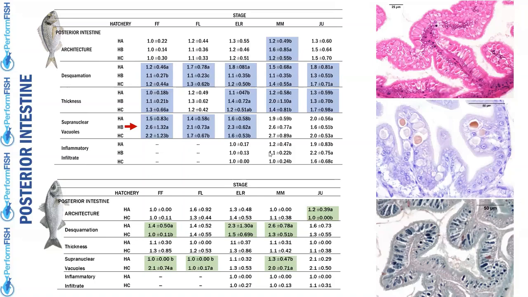For the posterior intestine, the main alterations observed were intestinal ectasia, epithelial desquamation with rarely necrosis, and the presence of very abundant supranuclear vacuoles, both for the gilthead seabream and European sea bass, as you can see in this image.